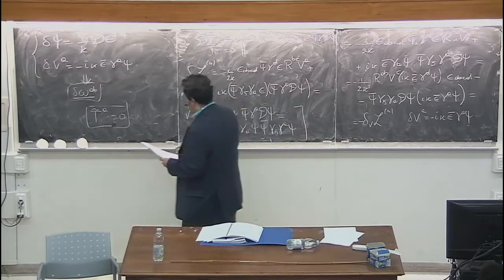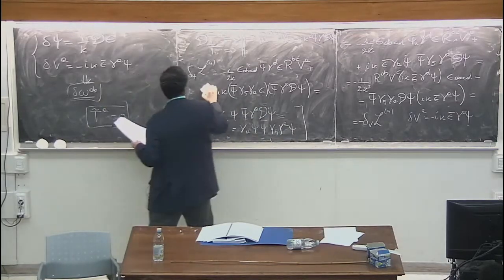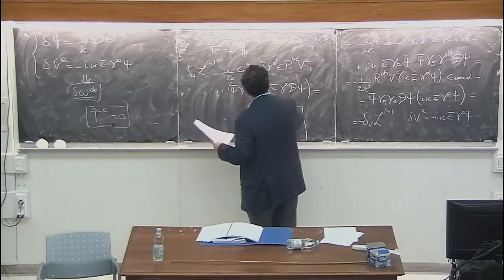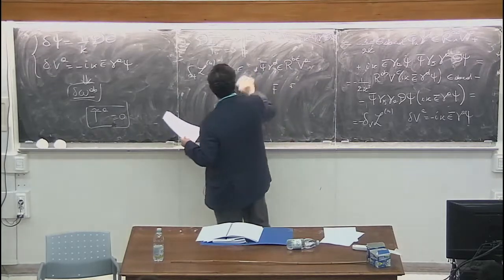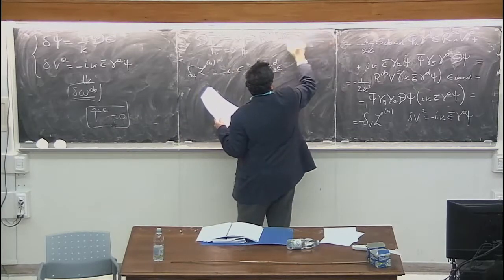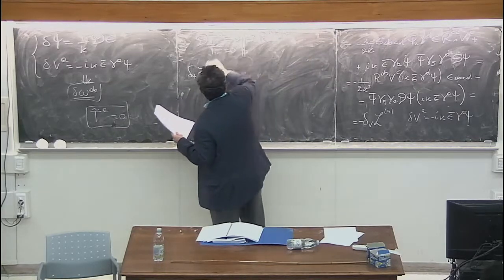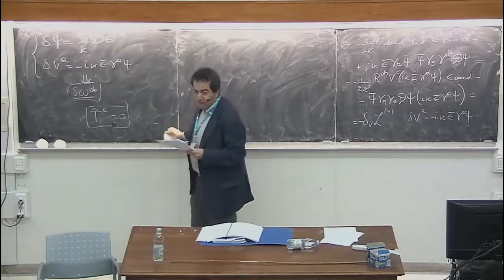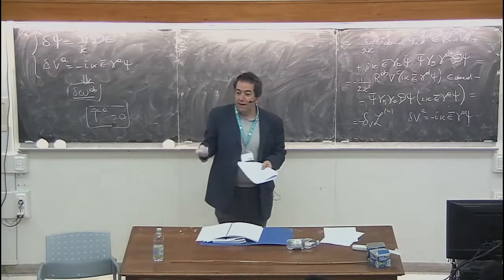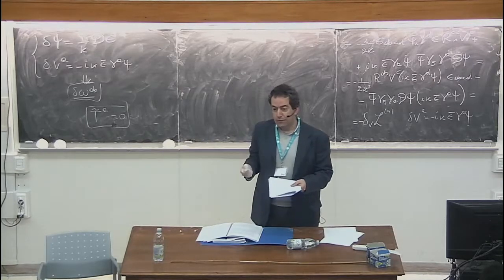Okay, so let us now, as last exercise, check closure of supersymmetry, that supersymmetry closes correctly. How do we do that? Well, we take a field, and we vary the commutator of two supersymmetry transformations.